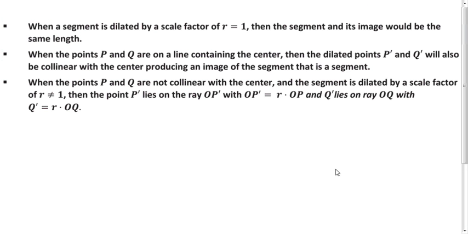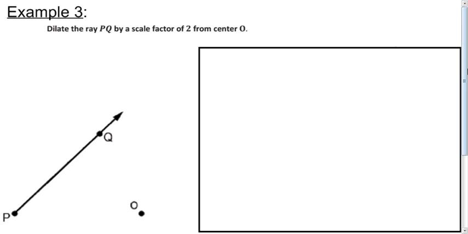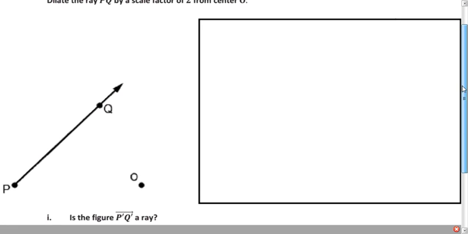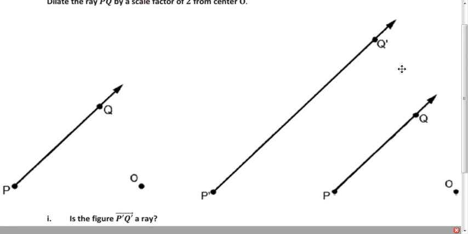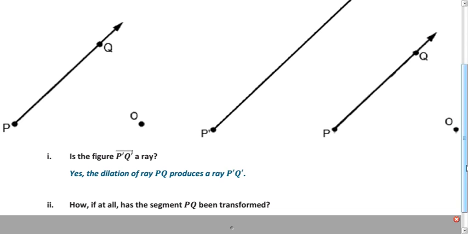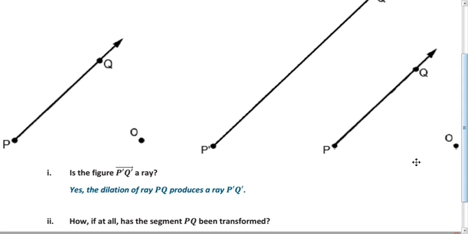So therefore, we have these 3 facts that we just showed. A segment will map onto another segment. What happens when we try to dilate a ray? When we dilate this ray using a scale factor of 2, we get another ray. And how has it been transformed? Well, the segment part, PQ, like we saw before, you multiply that length by the scale factor.